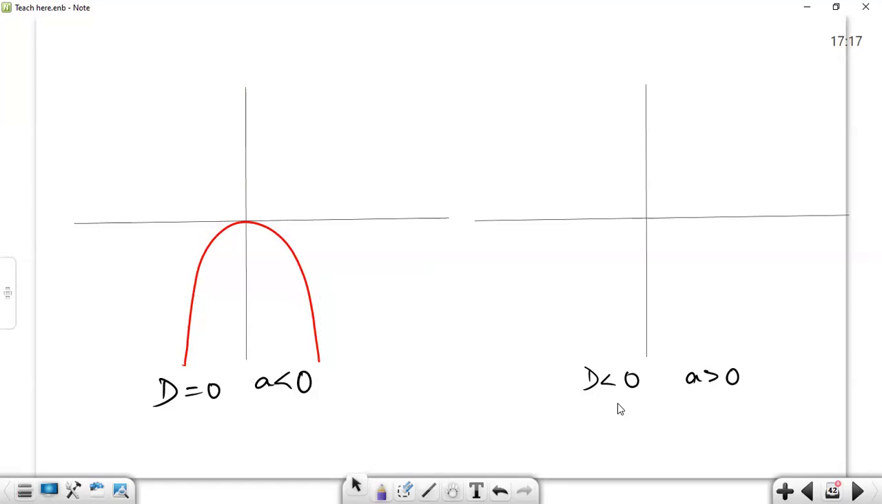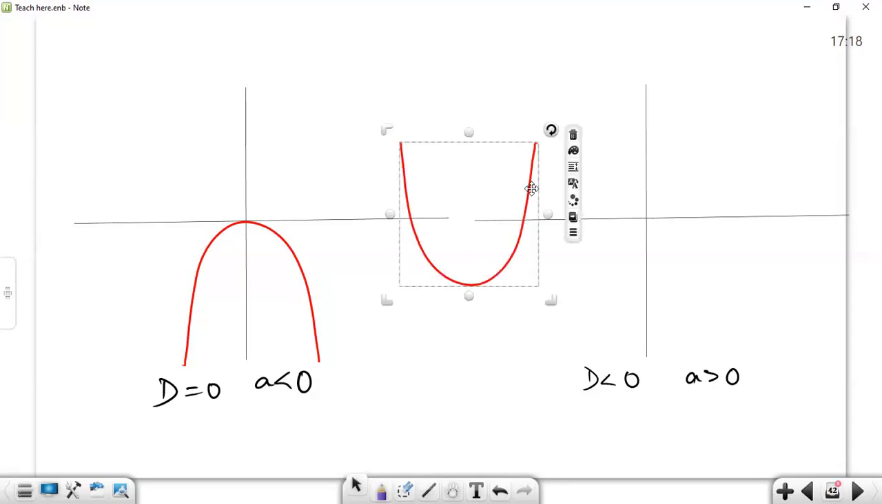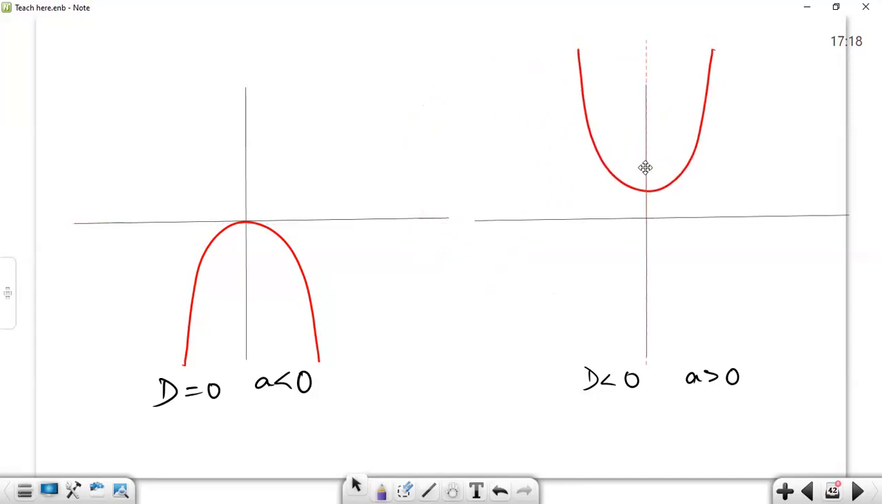Now the discriminant being less than 0, negative, means imaginary roots. The parabola is not going to touch the x-axis anywhere, and a being positive, the parabola is going to face upwards. Something like that.